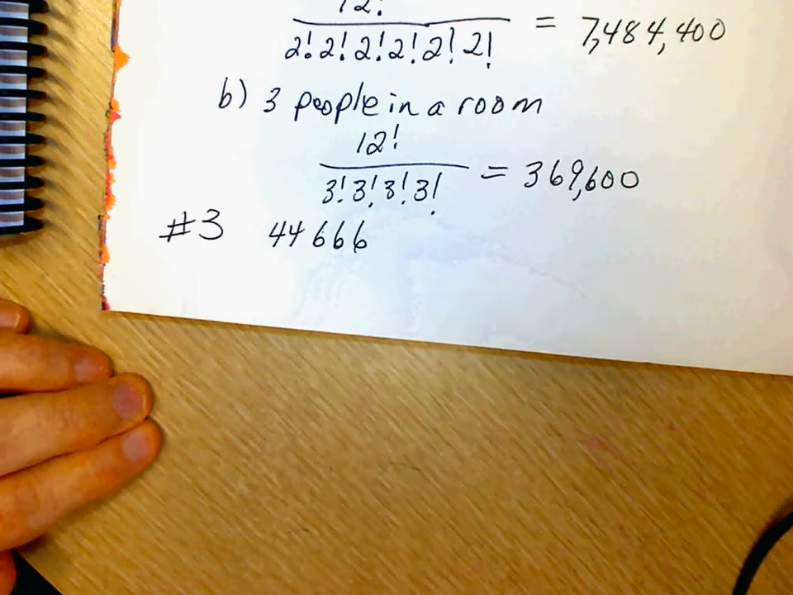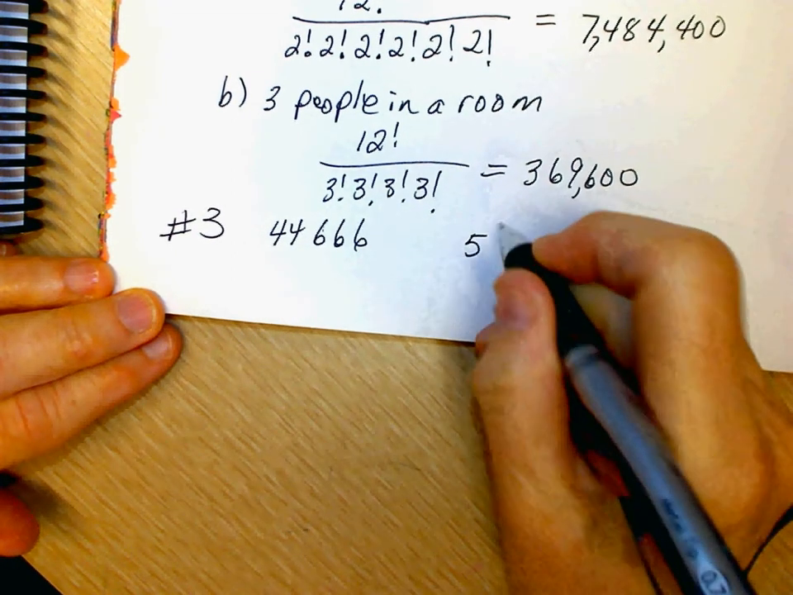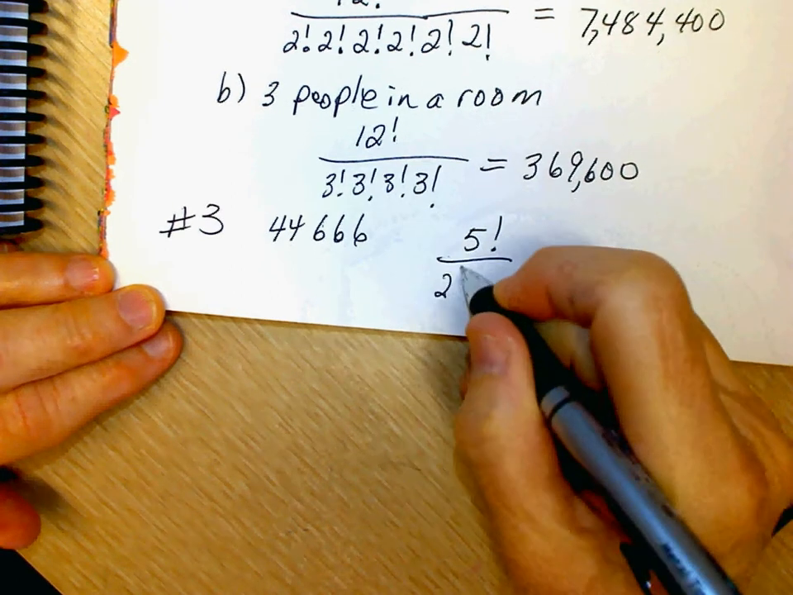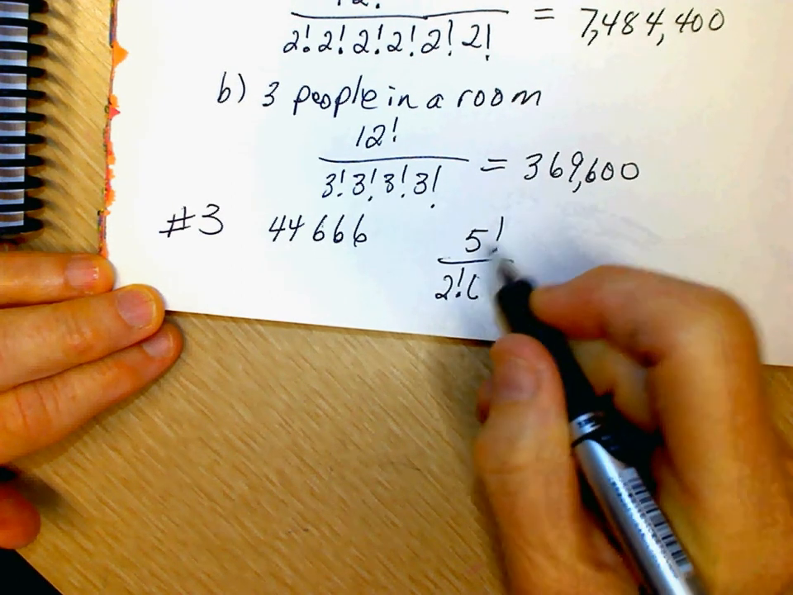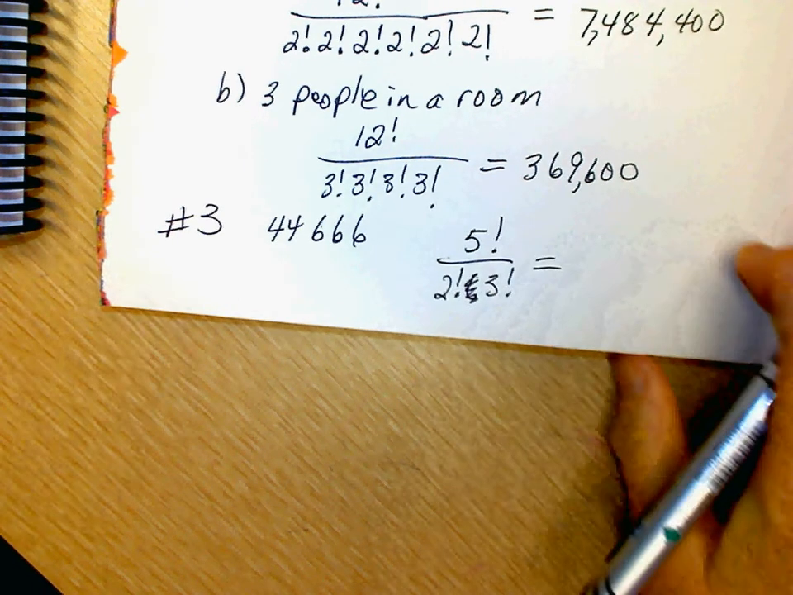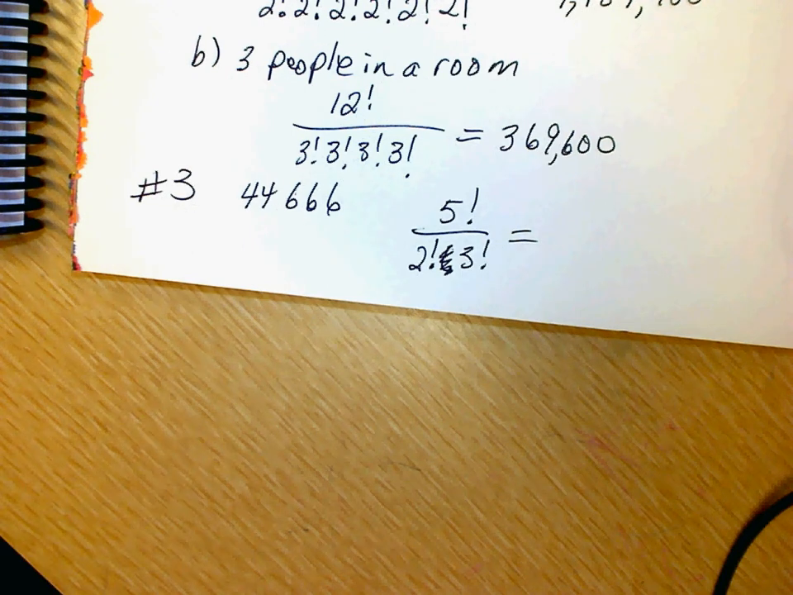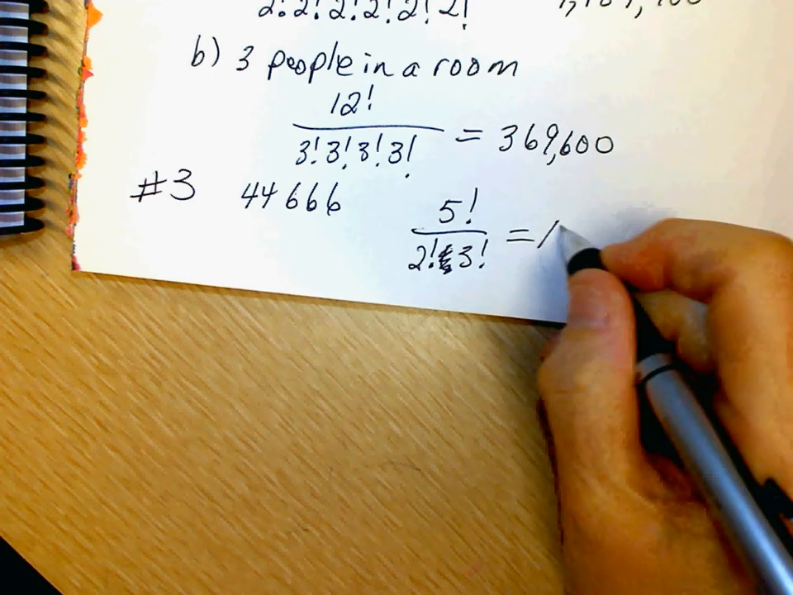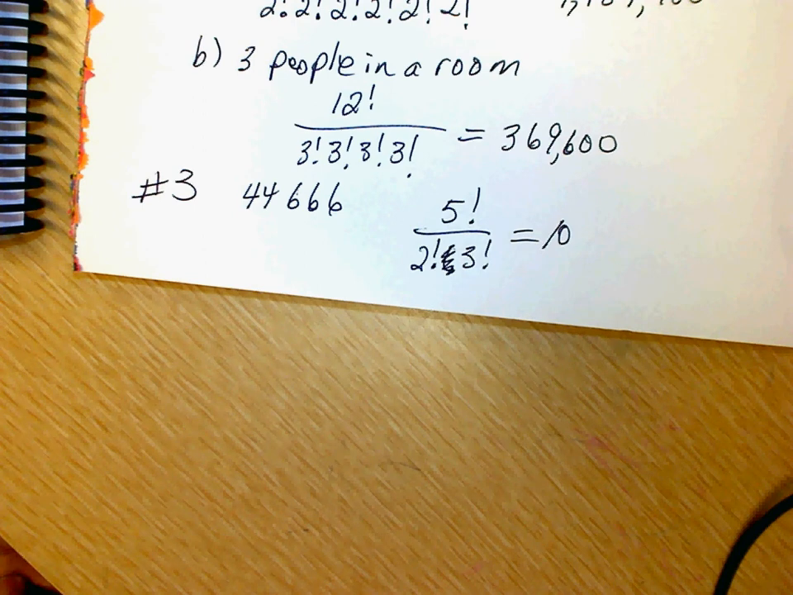Okay, so you have 5 numbers in total, and divide by what's the same? Oh, that should be 3 factorial. So when I do that one, I get 5 factorial divided by open bracket 2 factorial times 3 factorial, close bracket. I get 10. Is that okay? Anything else before I move on with the lesson?